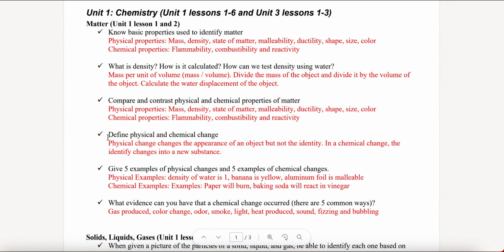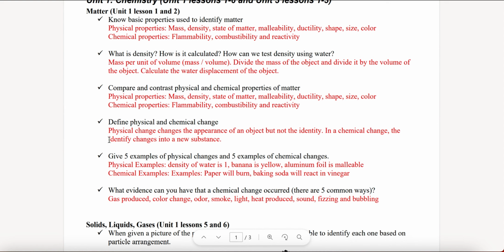Alright, define physical and chemical change. So physical change basically is a change in the appearance of an object, but not its identity. So it's something more physical. It does not change into a new substance. It's just an appearance. For example, flipping a coin would be a physical change. But in a chemical change, the identity changes into a new substance. For example, flammability, combustibility, and reactivity. So that would be for chemical change.